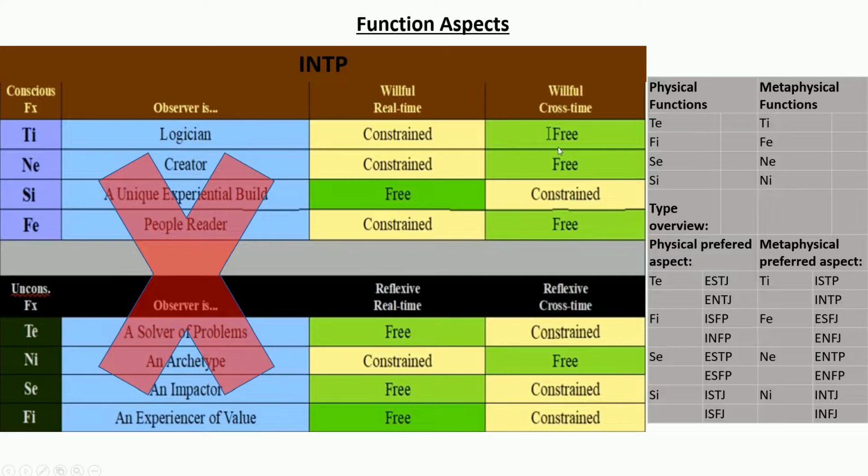So for example, even though SI is a more physical function, its natural realm is physical, the INTP will prefer using it metaphysically. Hopefully those ideas make sense. I didn't explain it hugely well, but that's the general idea. Each function can be used metaphysically or physically, and each function has a more natural realm, a more effective realm usually.